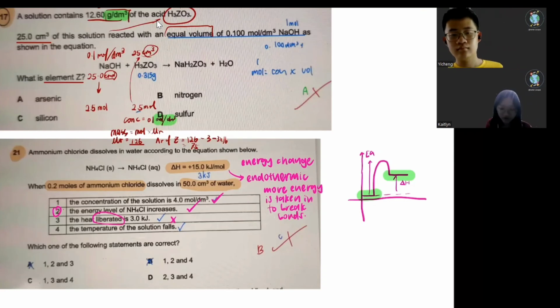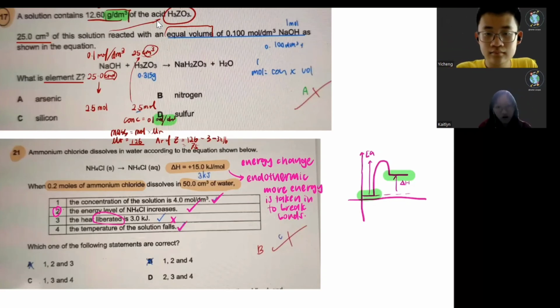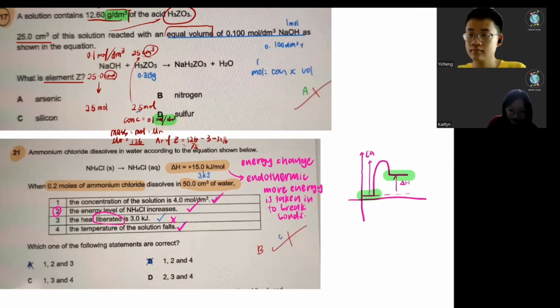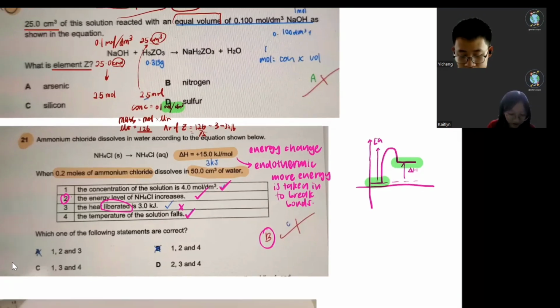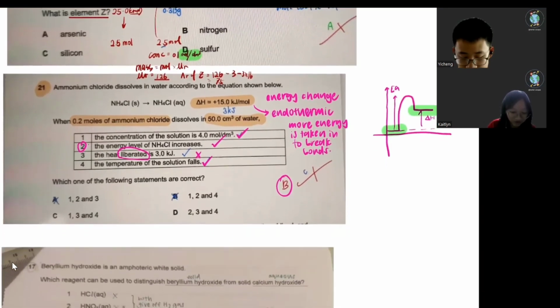The temperature of the solution falls. Yes. For all endothermic reactions, the temperature of the solution will fall. In an exothermic reaction, the temperature will increase. So that's why the correct answer is B instead of C. So this is for question 21. And now let's do the last question we have for today.